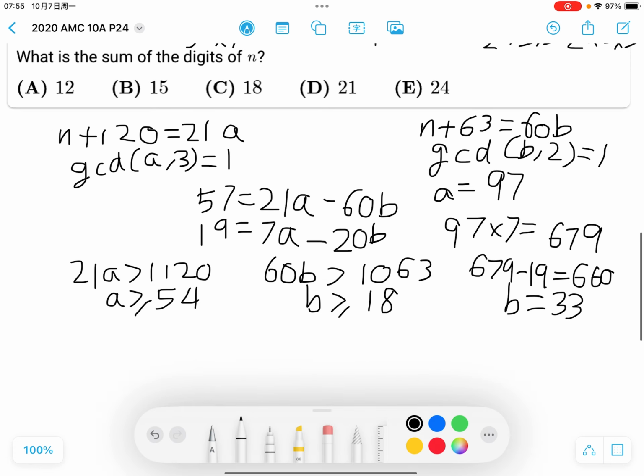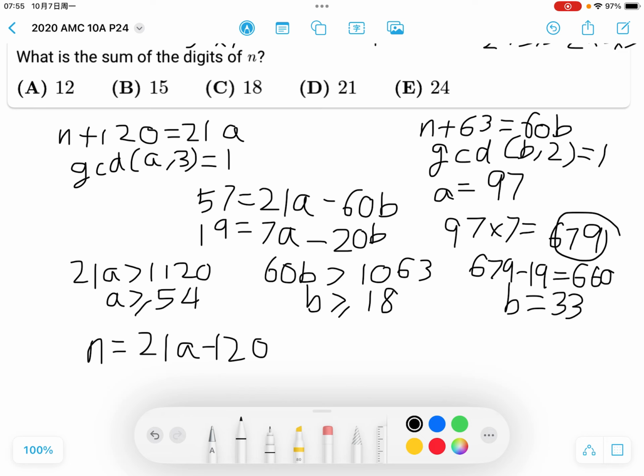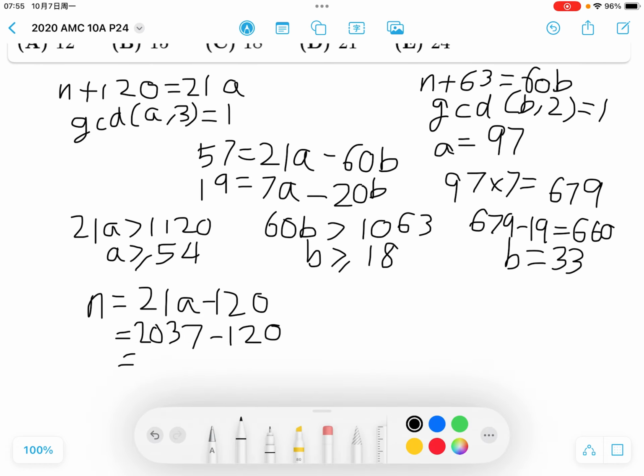Okay, so what's N then? Well, N is 21A minus 120. So what's 21A? 21A is this value times 3. So what's 679 times 3? 3 times 9 is 27. 3 times 7 is 21 plus 2, which is 23. 3 times 6 is 18 plus 2, which is 20. So 2037 minus 120. So 7 minus 0 is 7, 3 minus 2 is 1, 20 minus 1 is 19. So the value of N is supposedly 1917.